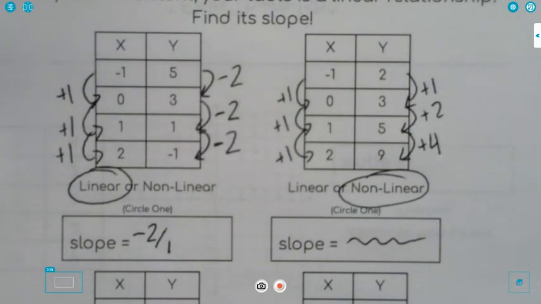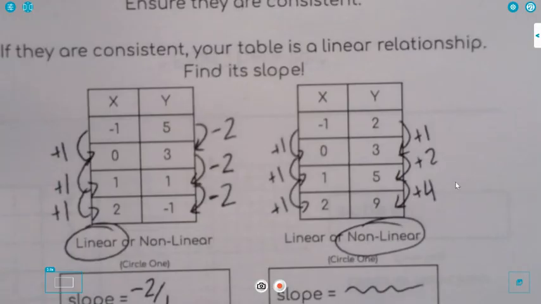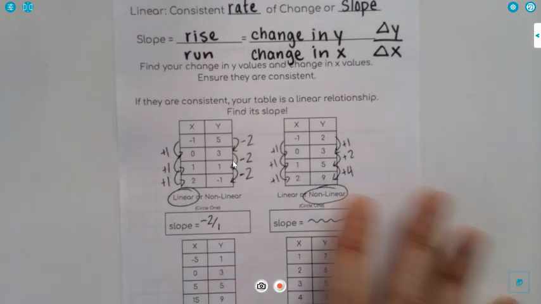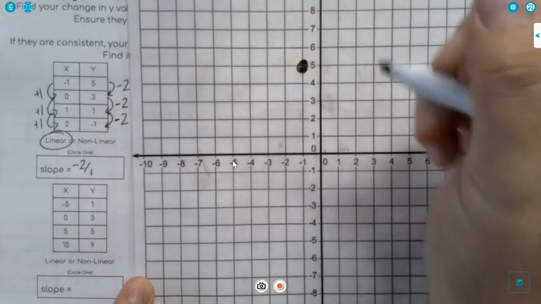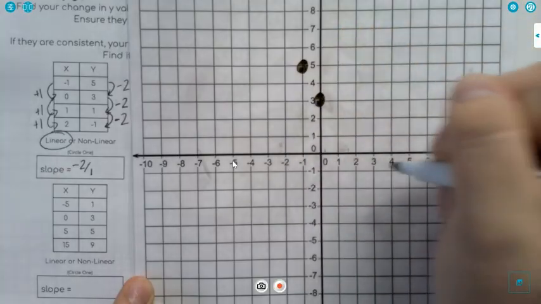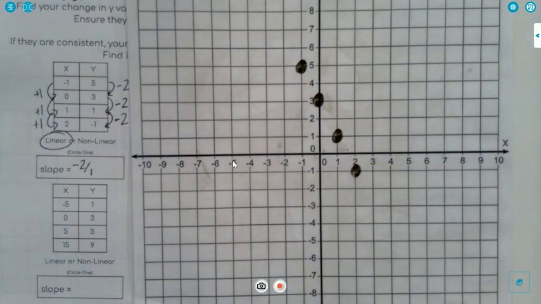What do you mean, x is 0? Yeah, so it could be just a completely horizontal line. So this first one, if I were to graph this, let me zoom out and get my little dry erase board graph that I just had. So this first one, if I were to graph it, I would graph negative 1, 5, 0, 3, 1, 1, and 2, negative 1. See how that's a straight line?